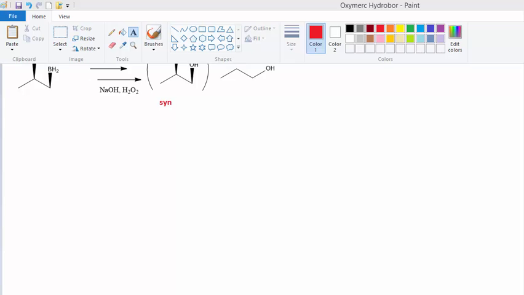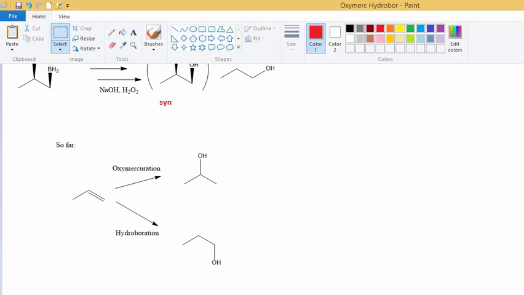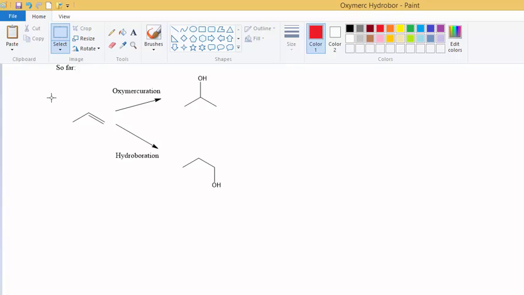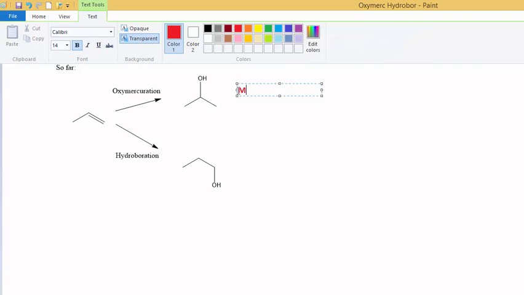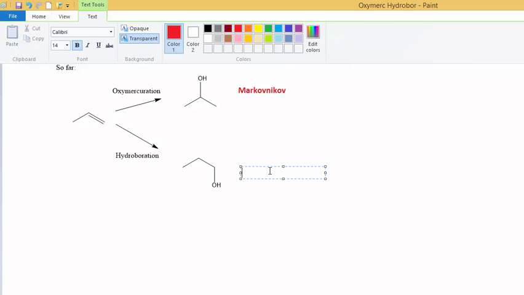So let's summarize what we've looked at so far. If you have an alkene, then there's two different ways you can react it. If you want to add an alcohol to the more substituted carbon, you are going to use the oxymercuration, and this is so-called Markovnikov, because this group has added to the more substituted carbon. And over here, the hydroboration is called anti-Markovnikov, because the OH has added to the less substituted carbon.